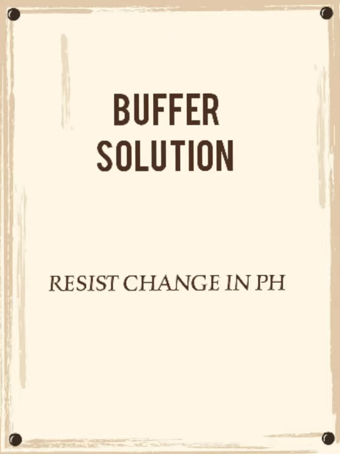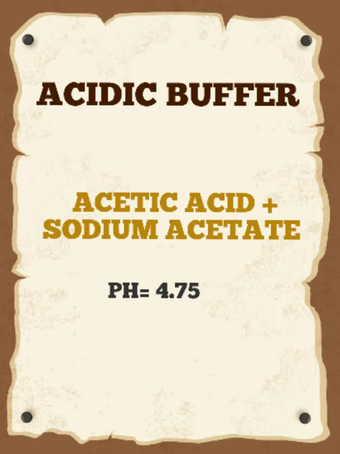Buffer solutions of known pH can be prepared from the knowledge of pKa of the acid or pKb of base and by controlling the ratio of the salt and acid or salt and base. A mixture of acetic acid and sodium acetate acts as an acidic buffer, maintaining the pH around 4.75. Thus, to prepare an acidic buffer, we use a weak acid and its salt formed with a strong base.